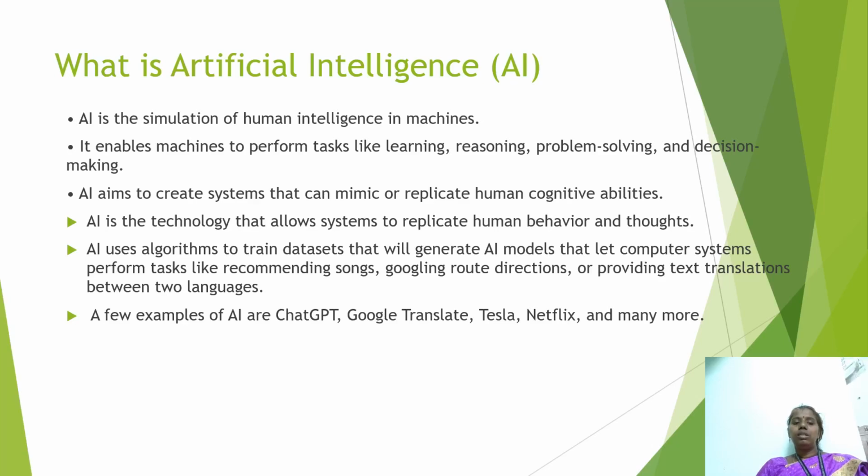Artificial intelligence uses many algorithms to train on datasets that generate an AI model that lets a computer system perform tasks like recommending songs, giving route directions, or providing text translation between two languages. A few examples of AI are ChatGPT, Google Translate, Tesla, Netflix, and many more.